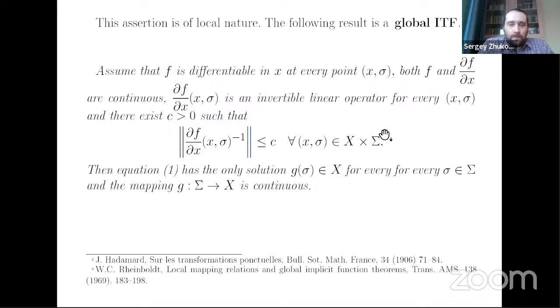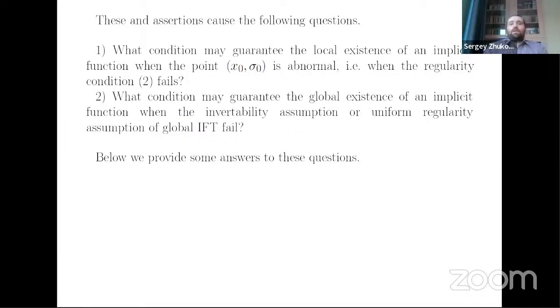These two theorems and some analogous results lead us to several questions. The first question is, what are the conditions for existence of an implicit function when the point x0, sigma 0 in the local implicit function theorem is abnormal?